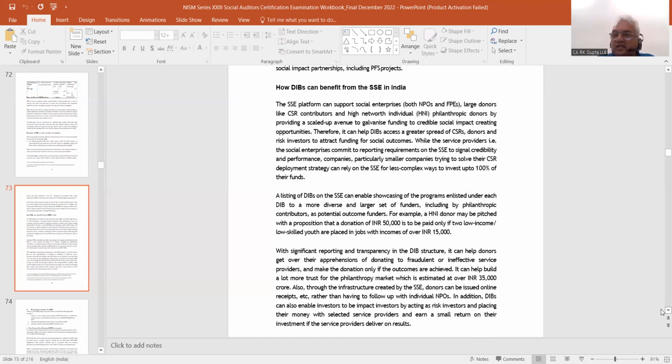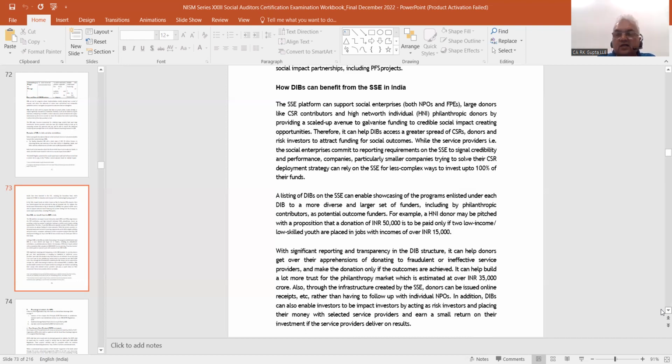तो देखो इंडिया में बहुत सारे kind hearted people हैं, ऐसा नहीं है, लेकिन बात ये they want to give to the right type of organization. And if such structures are built, so definitely more credibility will come. Okay? Things will be available for anyone to see. Also, through the infrastructure created by the social stock exchange, donors can be issued online receipts, etc. Okay? Rather than having to follow up with individual NPOs.